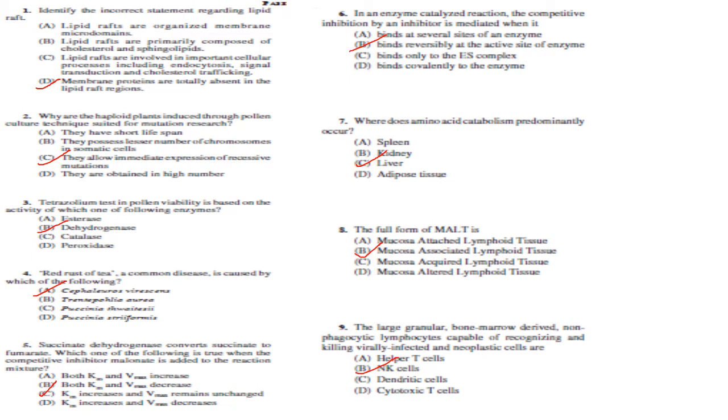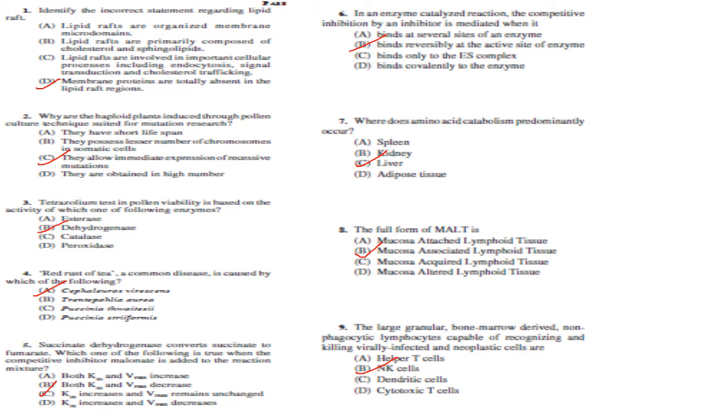Because pollen itself is haploid and it is a single cell system. So the answer here is they allow immediate expression of recessive mutation. Since it is haploid, you can easily study the various recessive mutations. So answer is option C.